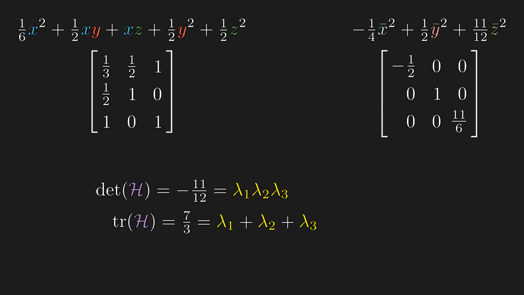Now, just like before, the determinant is the product of the principal concavities, and the trace is the sum. And since the determinant is negative, we could deduce that either one or three of them are negative. But the sum of them is positive, so it's impossible for all three of them to be negative. But in general, two equations cannot determine three variables, so the determinant and trace cannot reliably be used as a second derivative test.